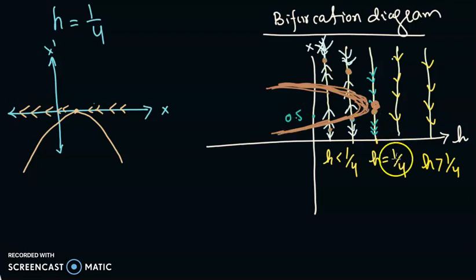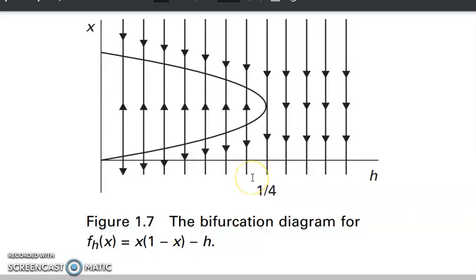So what is happening when h is 1 by 4? We have one equilibrium solution, and if h is between 0 and 1 over 4, then we have two. One is stable and the other is unstable. When h is greater than 1 by 4, then we have no equilibrium solution. Let me show you clearly from the book. This is what we wanted to see.